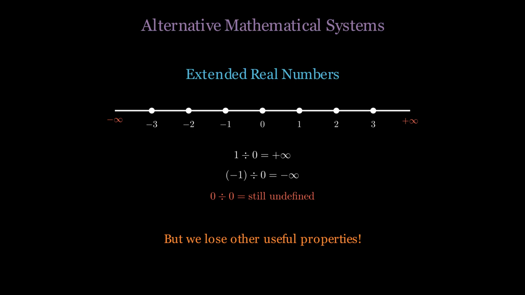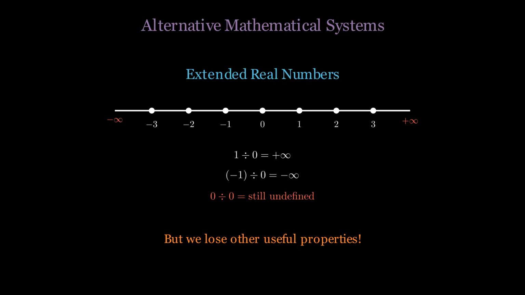The key insight is that mathematics is about making consistent, useful systems. Standard arithmetic chooses to keep division by 0 undefined because it preserves more important properties, like the fact that if A equals B, then A plus C equals B plus C. It's a trade-off, and standard arithmetic makes the choice that preserves the most useful mathematical structure.